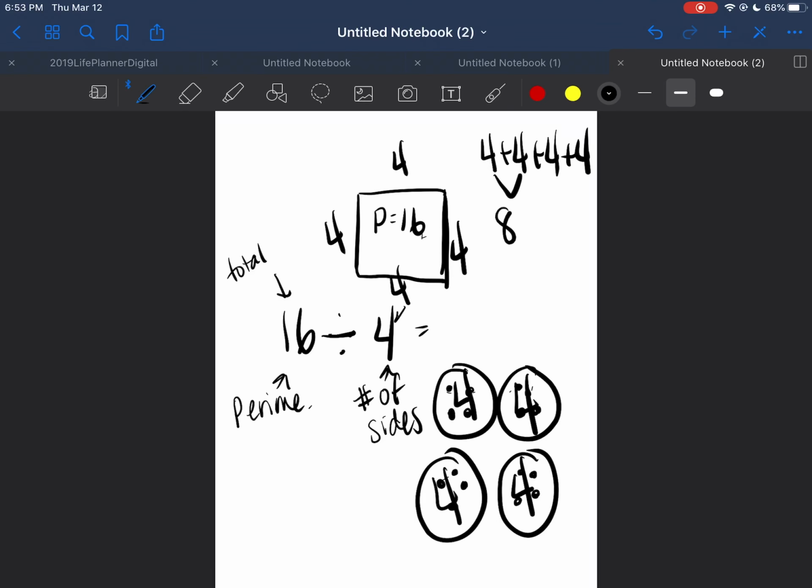4 plus 4 is 8. 4 plus 4 is 8. 8 plus 8 is 16. Were we correct? Yes, we were.